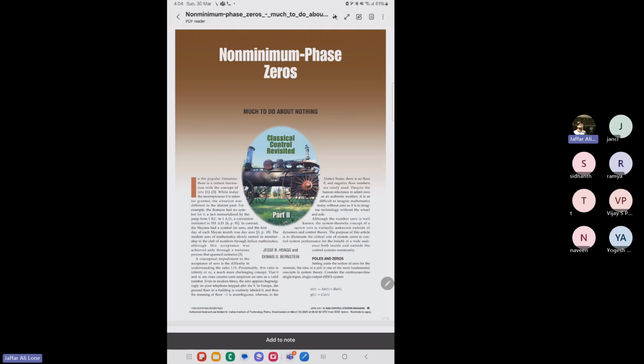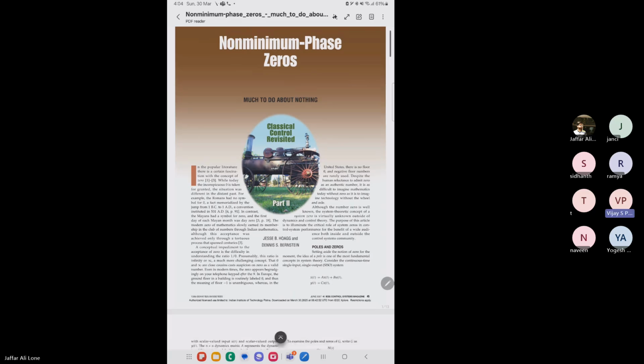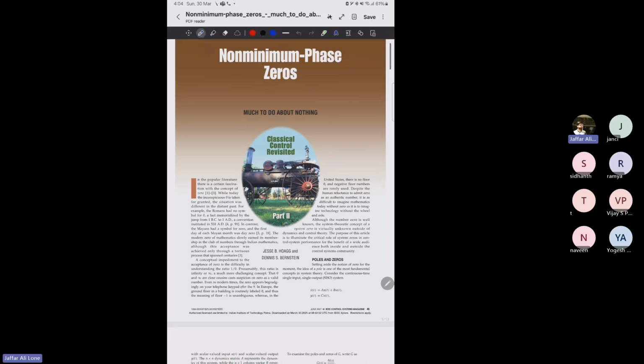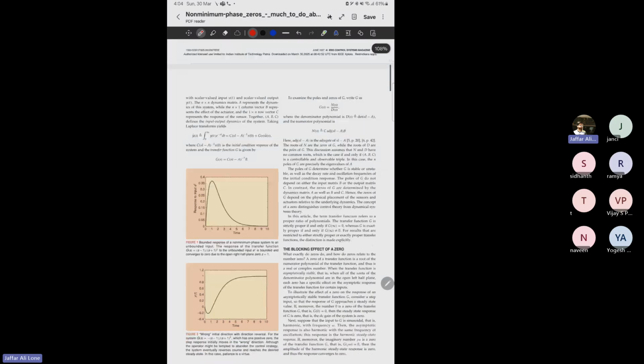So this is actually a very interesting paper. You all should go through this once, right? Non-minimum phase zeros. So these are the authors. It's an IEEE Control Systems Magazine paper. So they see this thing. There are many good effects which we are seeing.